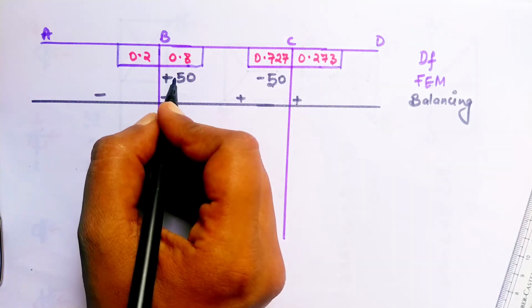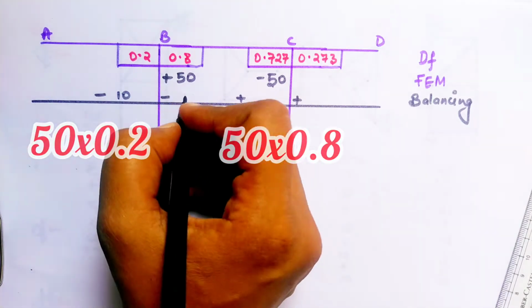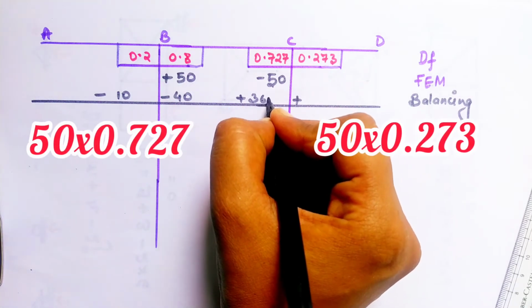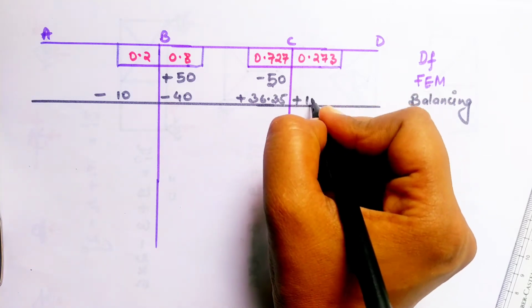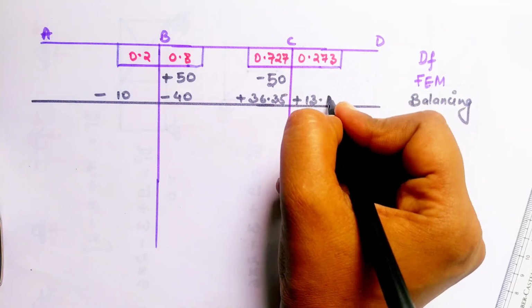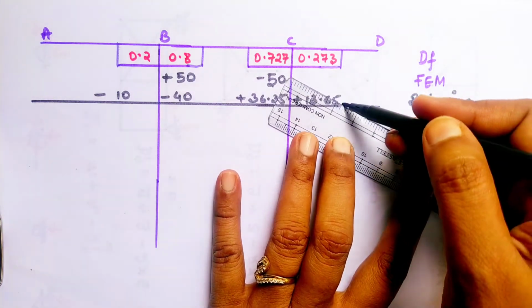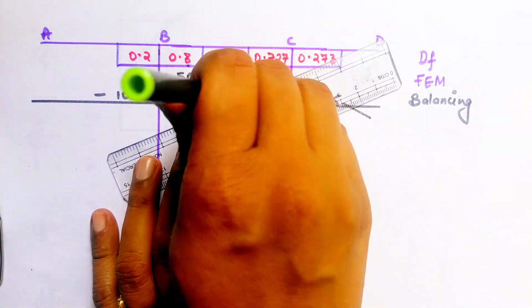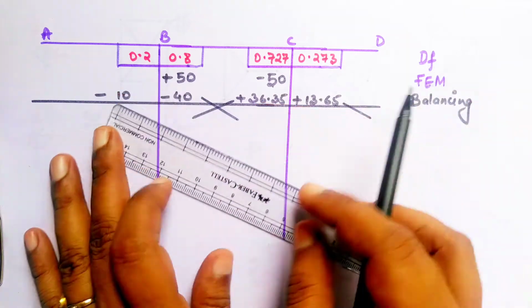So what we'll be doing is putting an opposite sign. If we have to balance it, we have to put the opposite sign, then multiply the value of DF with it and write it down. So opposite sign, multiply by DF, and just write it down. Next, we'll be distributing it to the nearest member. So we have to distribute half of the amount with the same sign.